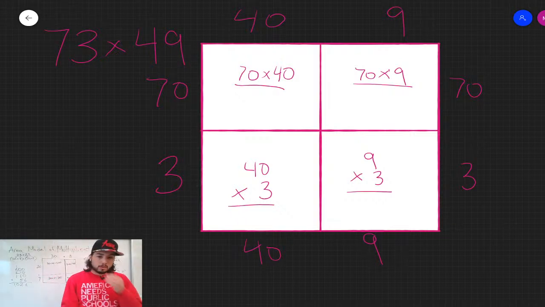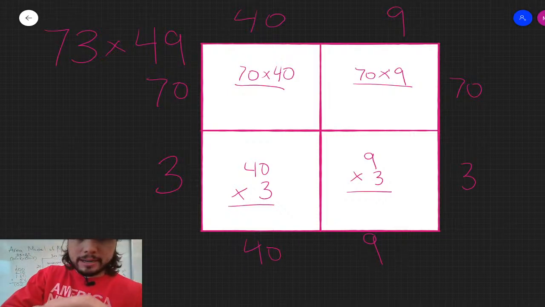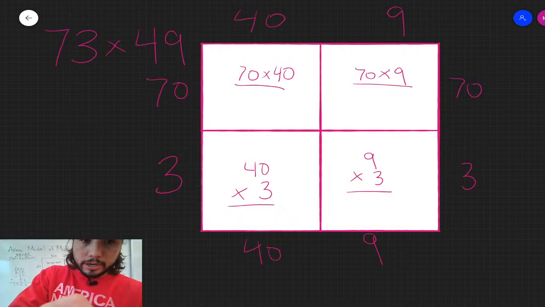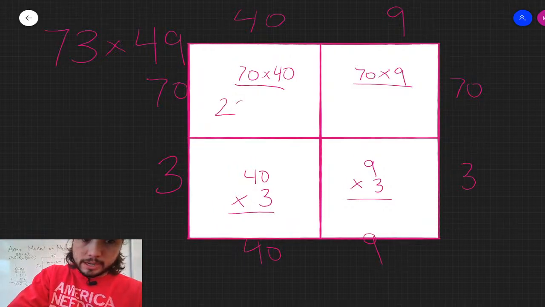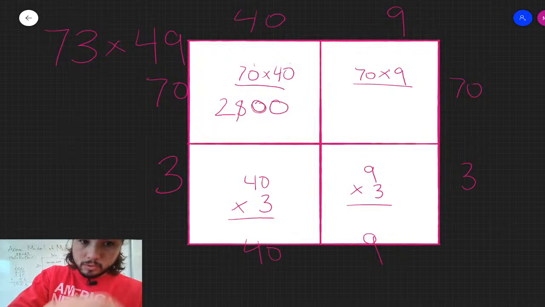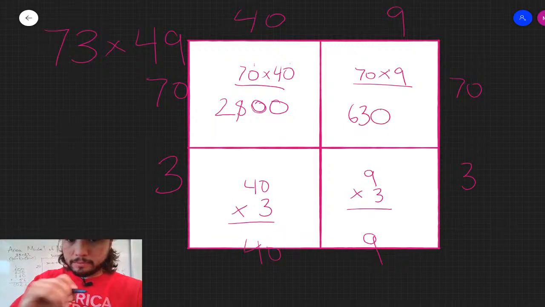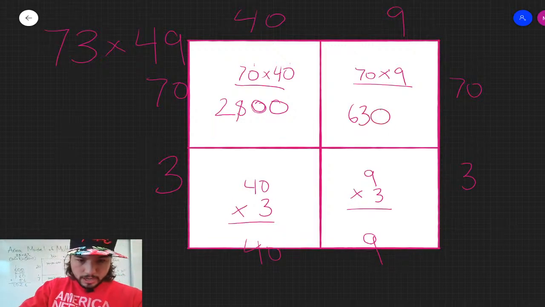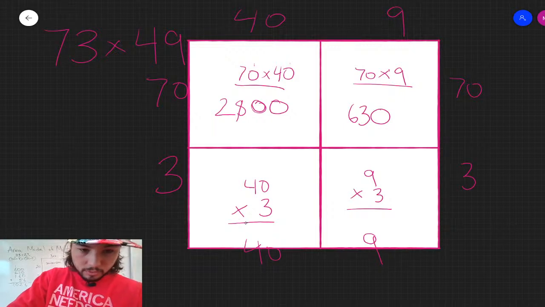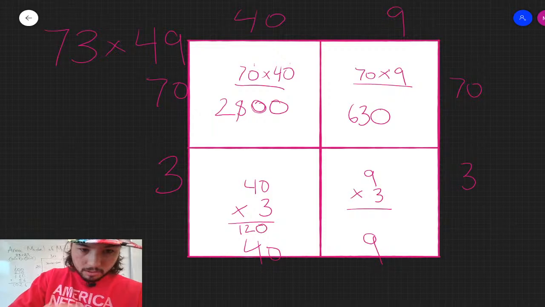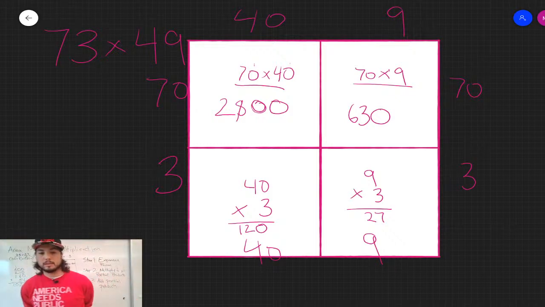All right. So now let's find our partial products here. 70 times 40. We can use our shortcut here. So use 7 times 4 is 28. And then adding 2 zeros, because there are 2 zeros that we took out to multiply by 10 and then multiply by 10 again. 70 times 9, or 7 times 9 being 63 times 10. 40 times 3, or 4 times 3 times 10. And then 9 times 3 is 27.